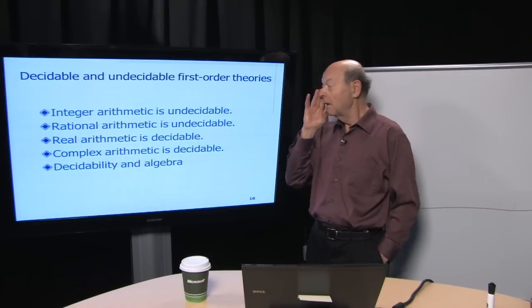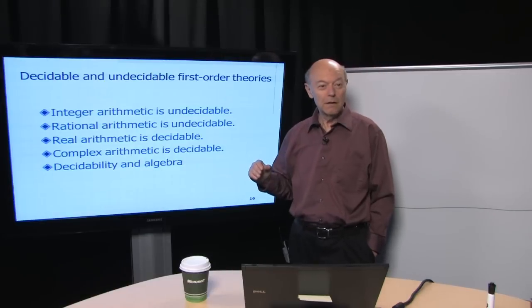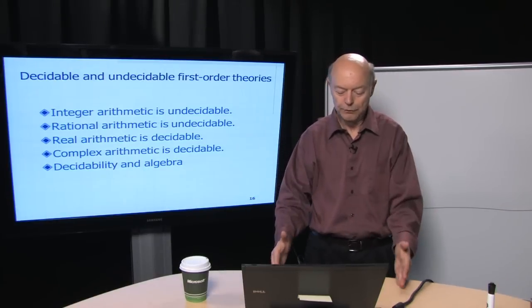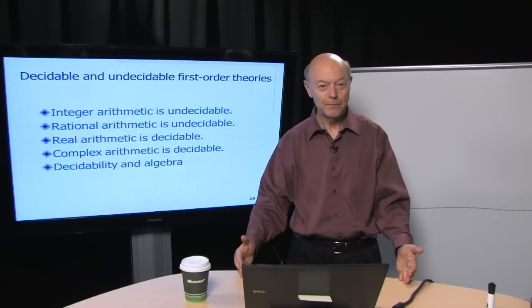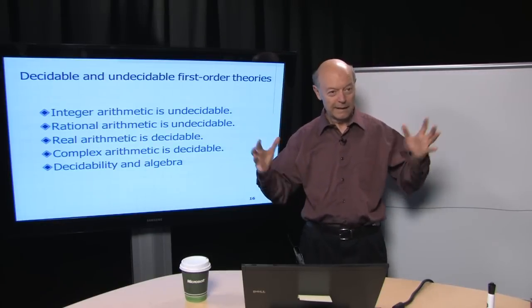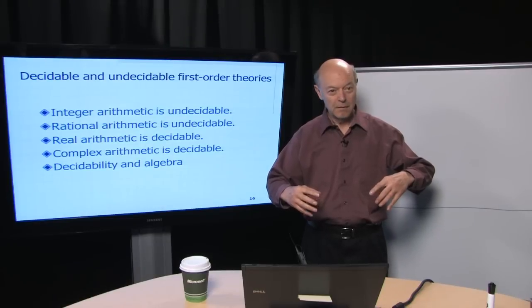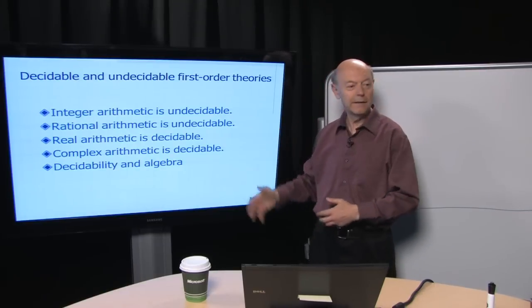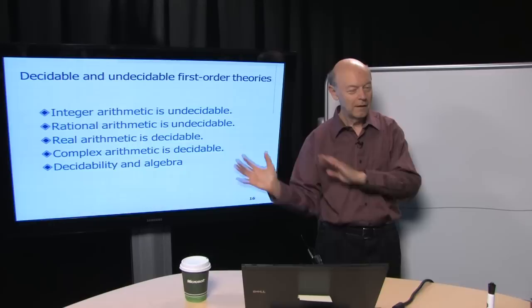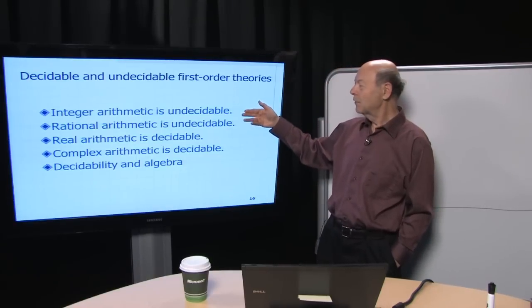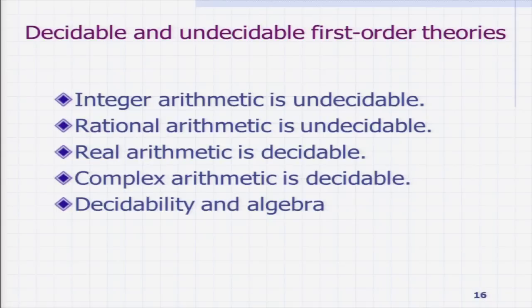Much bigger activity was in studying various mathematical theories. People said, why only pure logic? Let's start, for example, with arithmetic. And people proved that integer arithmetic is undecidable. This is all if we accept the Church-Turing thesis. But the thesis quickly gained acceptance. In the beginning, people would say this is undecidable if we accept the Church-Turing thesis, and then all these reservations were thrown out and people would just speak about undecidable. So integer arithmetic was proven undecidable. Rational was proven undecidable. Real arithmetic was proven decidable.